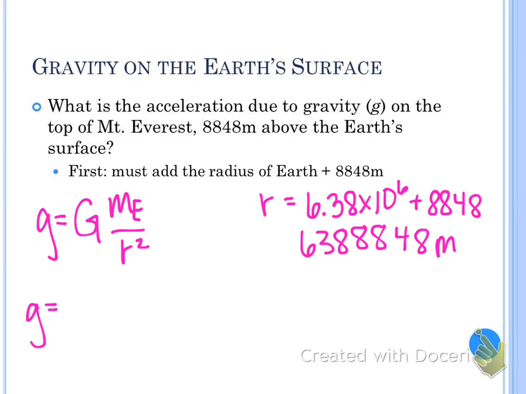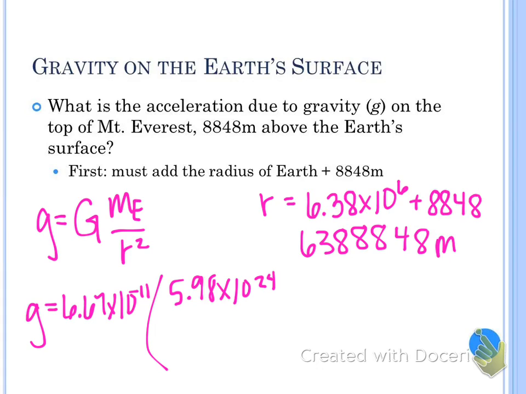Okay, so little g is going to be big G times the mass of the Earth over r squared. Do not forget to square that radius.